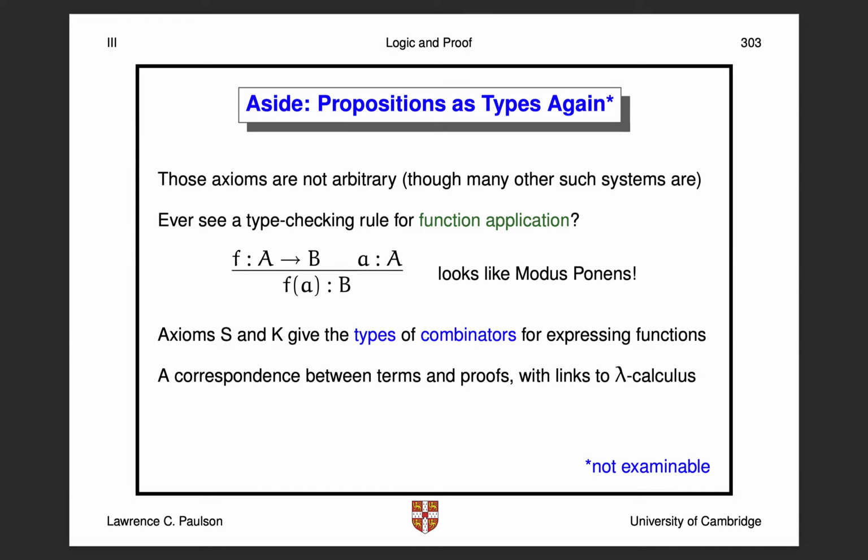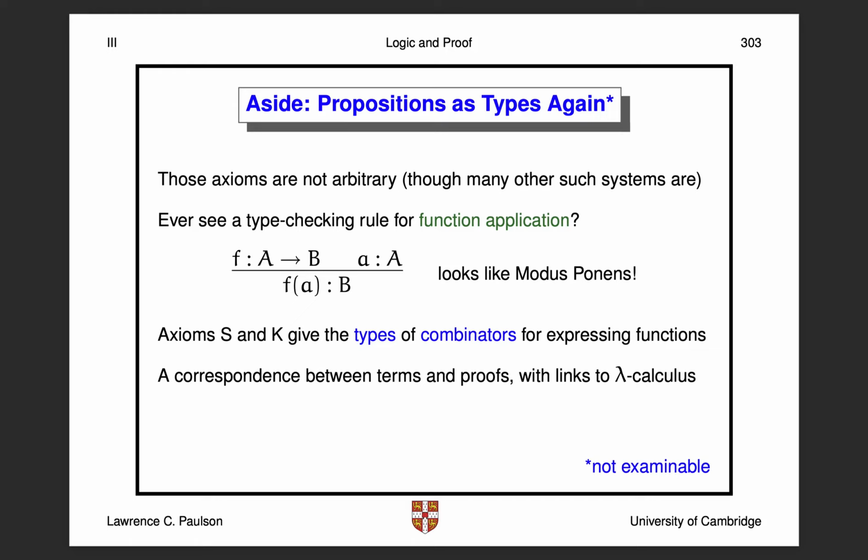I'd like to make a further aside concerned with propositions as types. It's not really part of the course, but it's interesting. So this particular axiom system is not random. Now, if you look at a bunch of logic textbooks, you will see a variety of axiom systems for propositional logic, and some of them do look pretty random, at least to my eyes, but not the ones I have shown you here on the first slide.